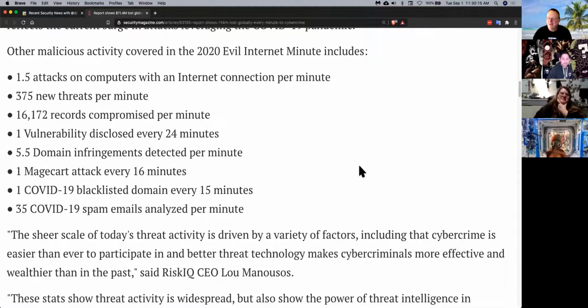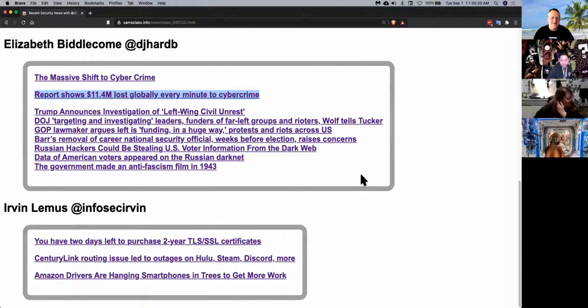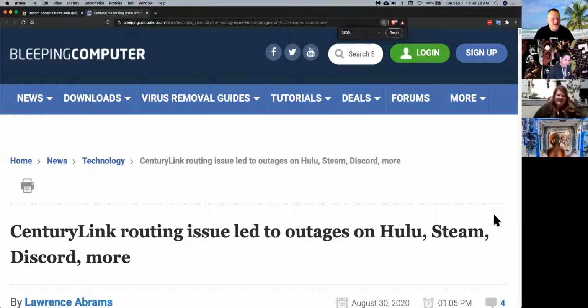Well, I guess a lot of people have got nothing better to do. Well, and it's nuts too. If you're having that many Magecart attacks, you'd think that people would have patched that by now, but they totally haven't. And I saw a bunch of stuff went down.